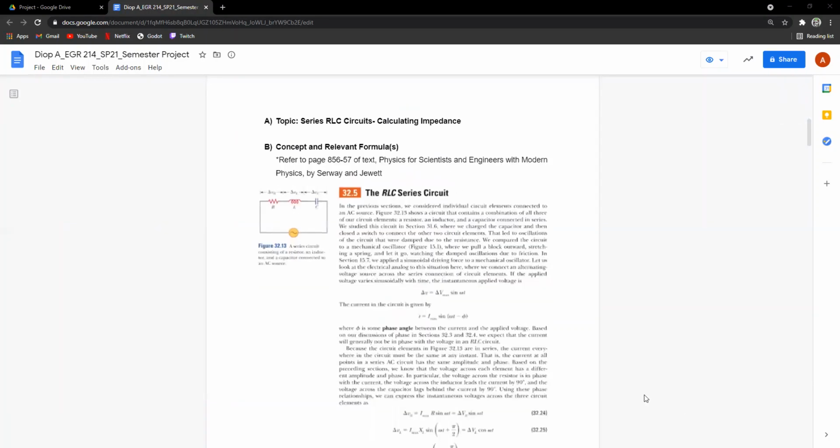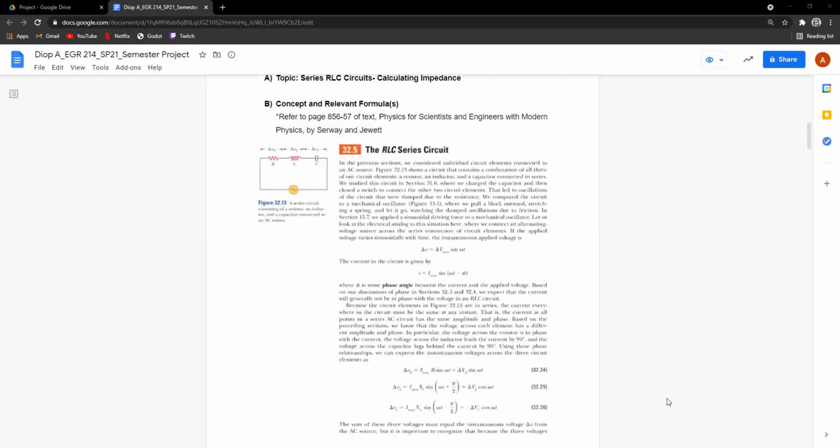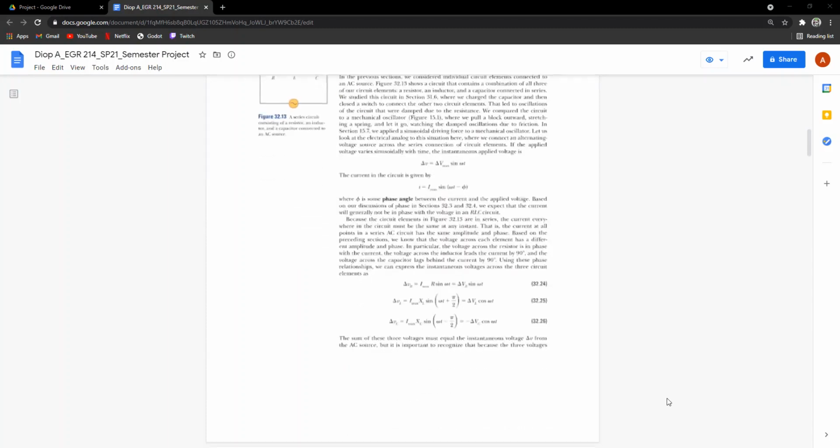So for this manual, I chose a few pages from a physics textbook, pages 856 and 857 of Physics for Scientists and Engineers with Modern Physics, just to help give a little bit more context to impedance and calculating impedance. So it'll help explain some of the relationships between impedance and other metrics, things like current and voltage and frequency.